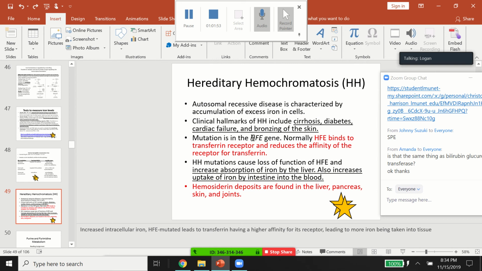Mutation, know the mutation, HFE gene. What does HFE do? Make sure you know that as well. So HFE, what does it do? Binds to the transferrin receptor and reduces the affinity of the receptor for transferrin.